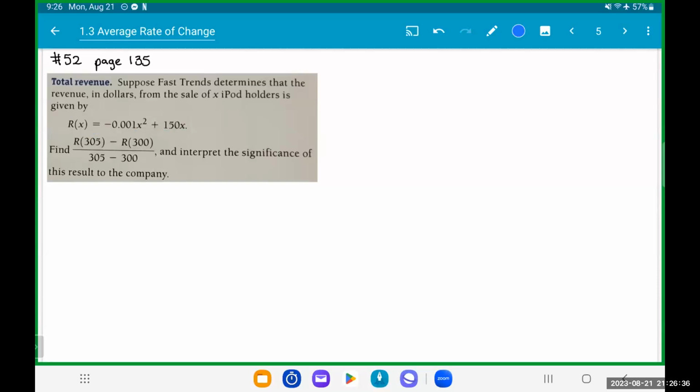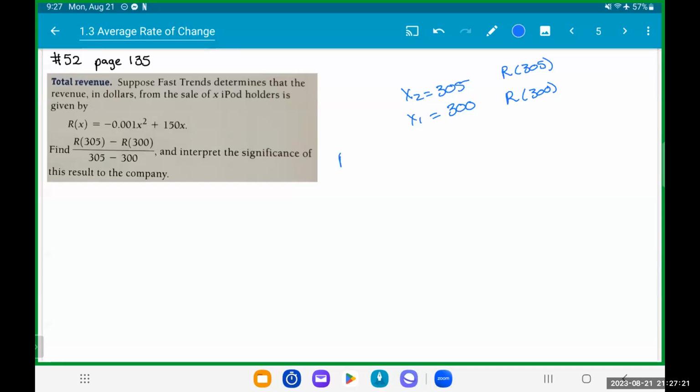So basically, we're saying, what if I sold 300 of these iPod holders? So x2 equals 305, x1 equals 300, okay? And R of 305 gives me my y value for that x2, and R of 300 gives me my y value for x equal to 300, okay?